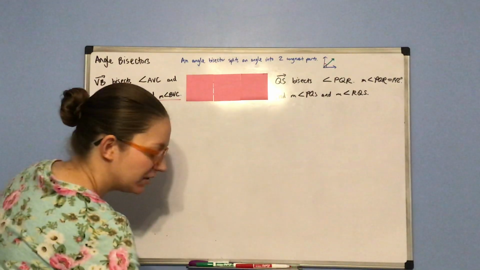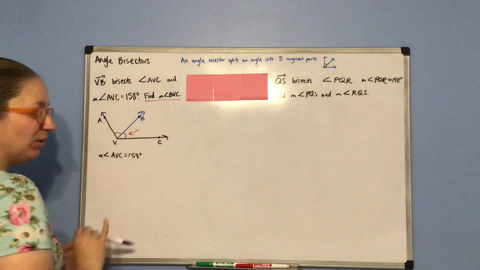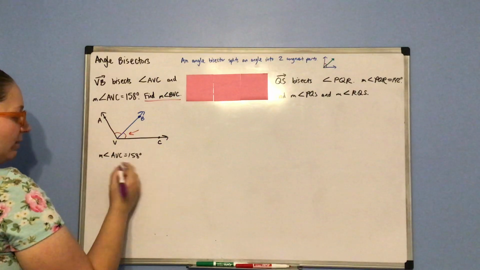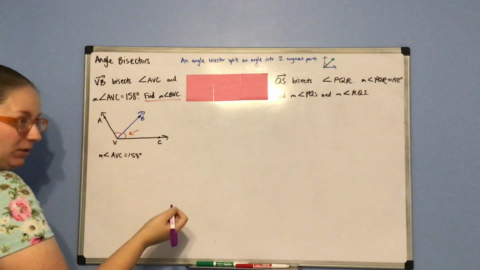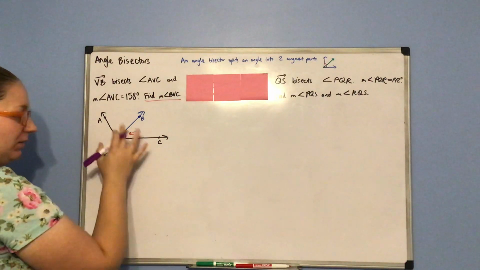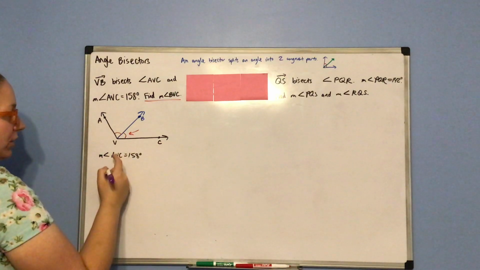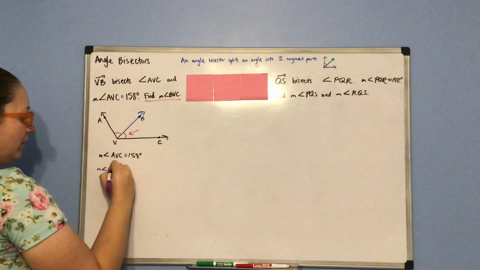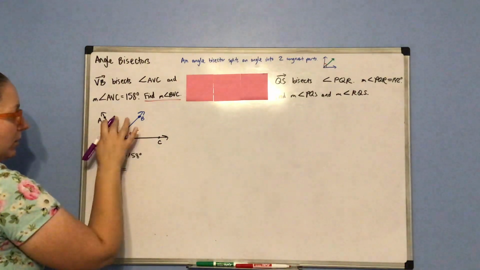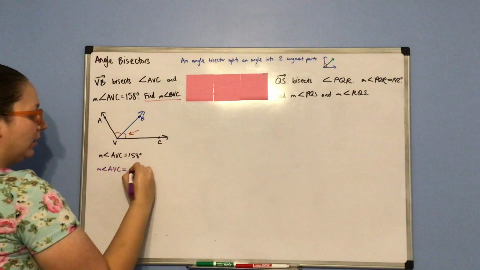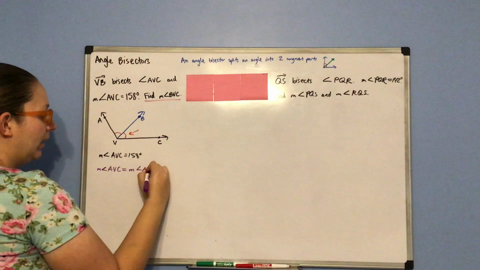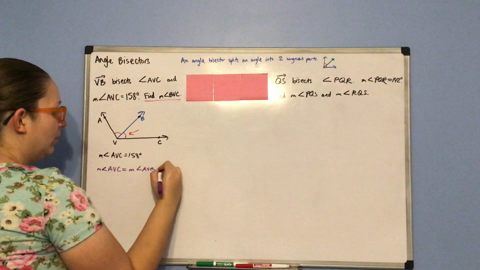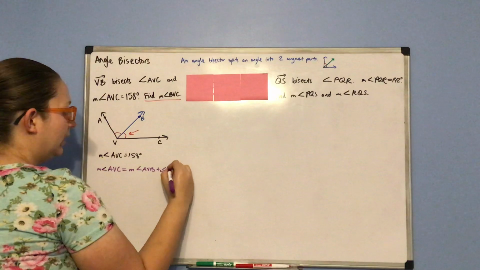What this really comes from is our angle addition postulate. So I'm going to write this in a more formal way. By our angle addition postulate, we're dealing with angles. Our angle addition postulate says this whole angle, measure of AVC, is equal to these two angles added together: measure of angle AVB plus measure of angle BVC.